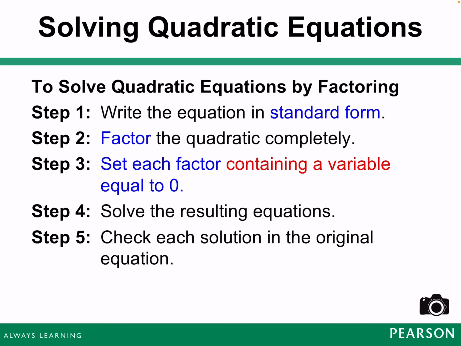Solving quadratic equations. To solve a quadratic equation by factoring, first we're going to write the equation in standard form. Always, always, always. Then we're going to factor the quadratic completely. We're going to set each factor that contains a variable equal to 0. We're going to solve the resulting equations, and then we're going to check our solution in the original equation.